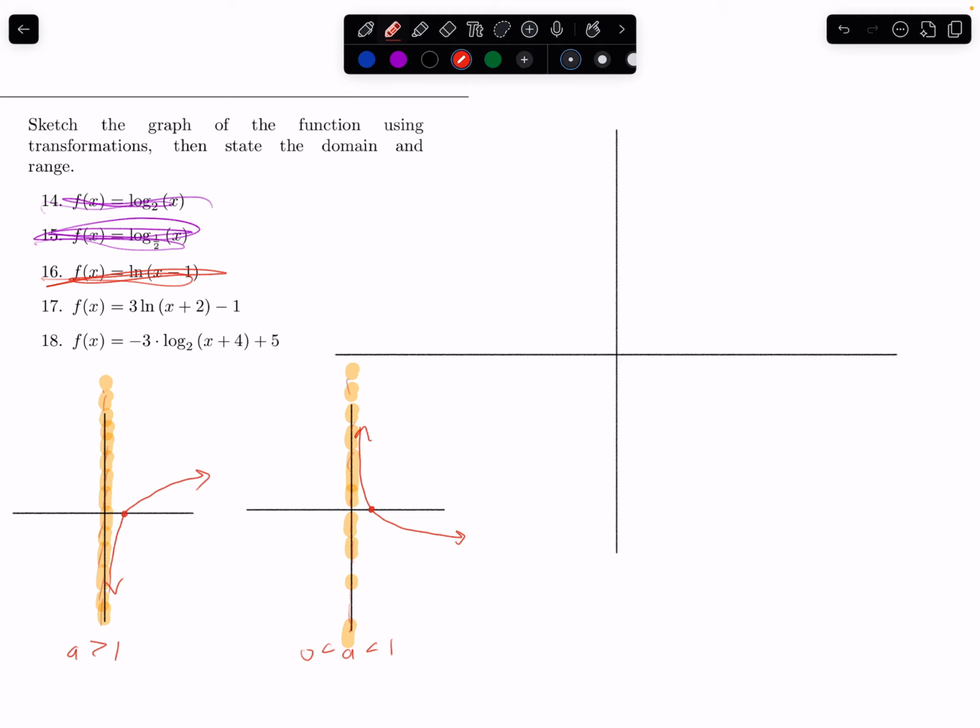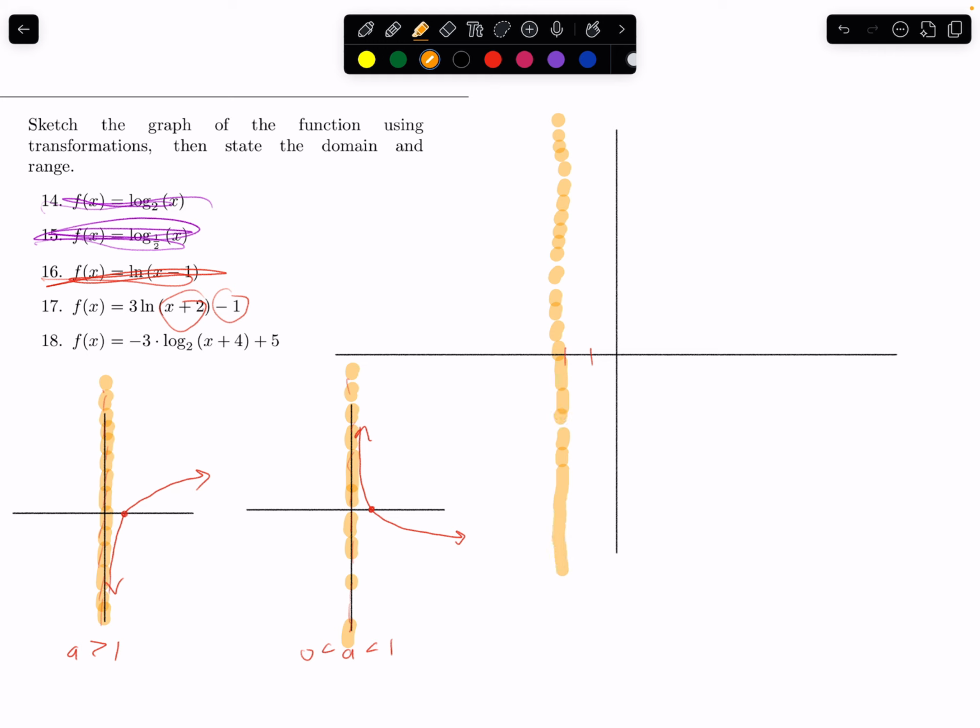Okay, now number 17. Let's see what happens. So let's do them in order first. So first thing is A. A means I'm stretching upwards, right? Stretching upwards by 3. Just keep that in mind. And then what else? There's no horizontal stretching or shrinking, but I'm moving 2 to the left and 1 down. That's easy. So 2 to the left, 1, 2. That means my new vertical asymptote is -2, right?